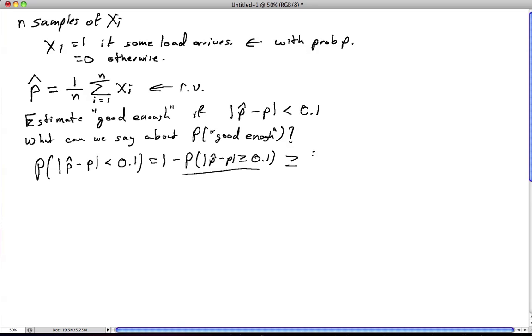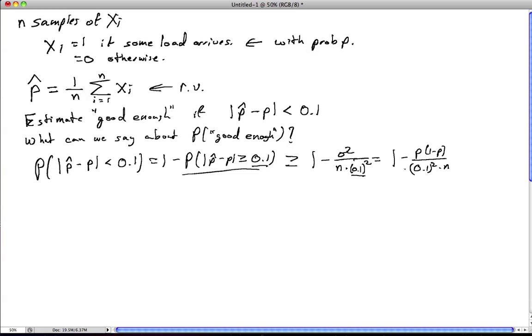So by Chebyshev's inequality, 1 minus the variance divided by n times the square of the deviation. So what's the deviation? What goes here? Well, this goes there. So substituting in, the variance of these xi's is just p times 1 minus p. So we have this expression.